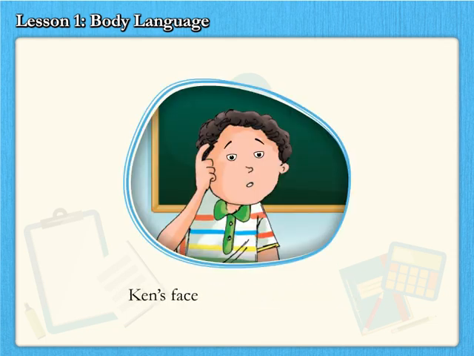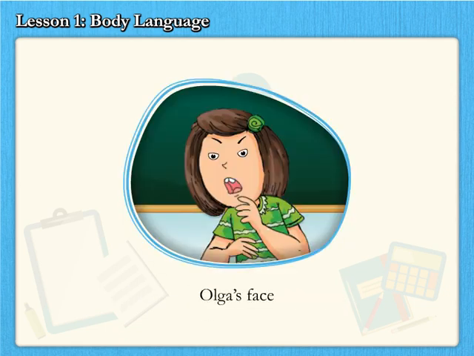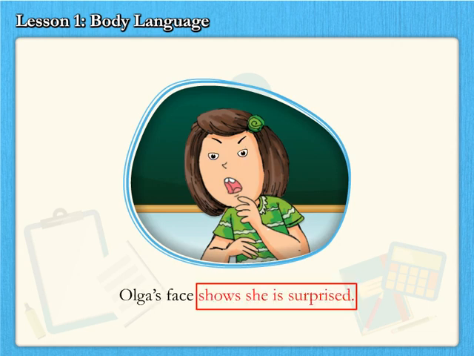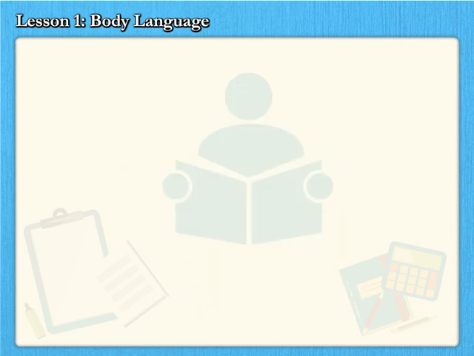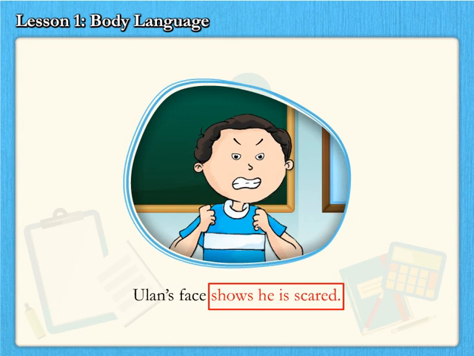Ken's face shows he's thinking. Olga's face shows she's surprised. Ulan's face shows he's scared.